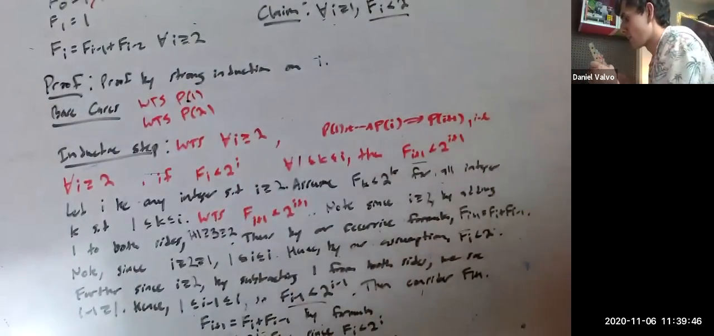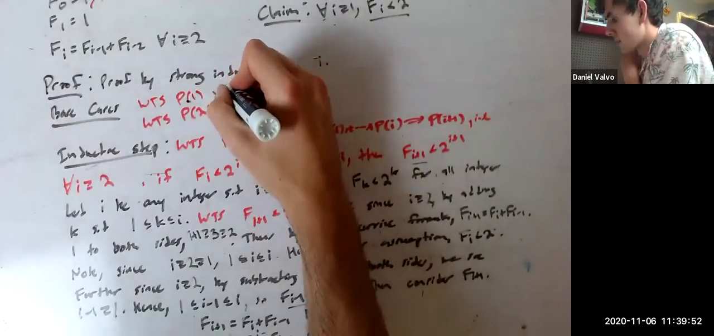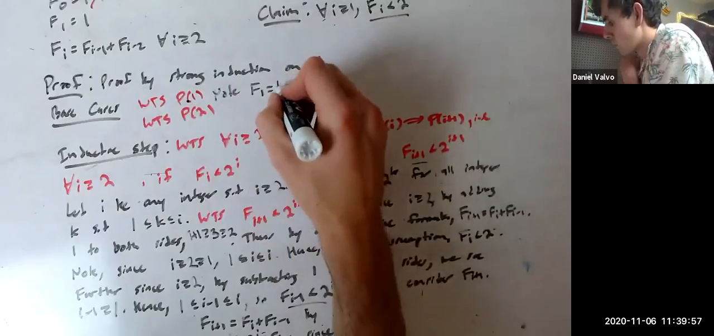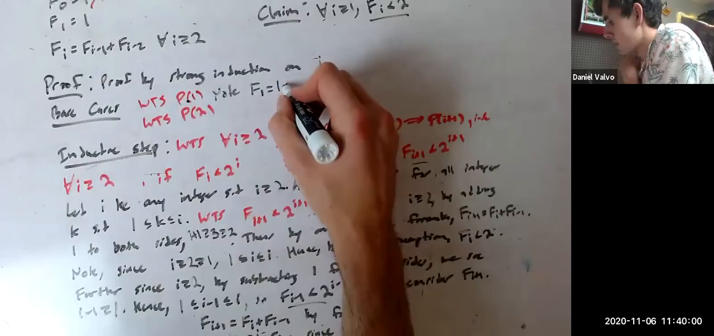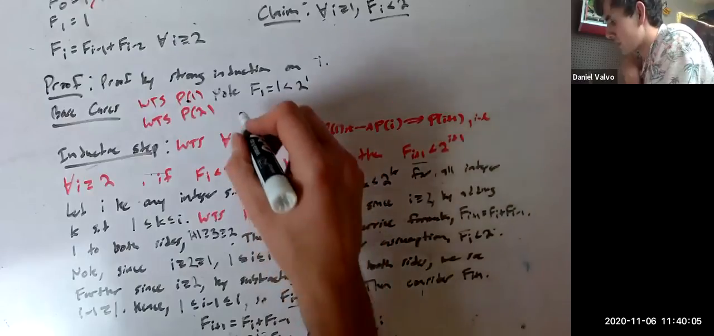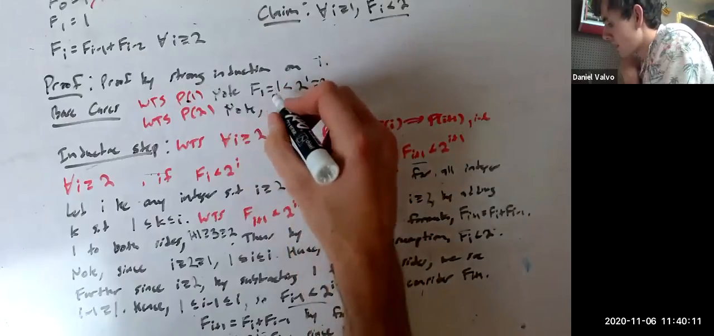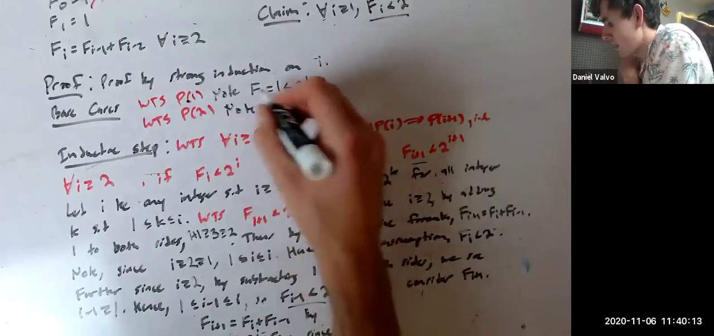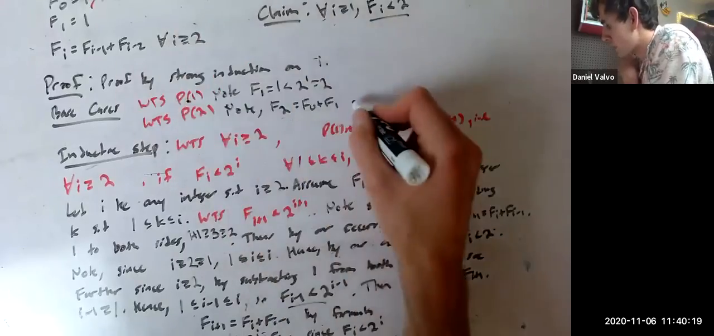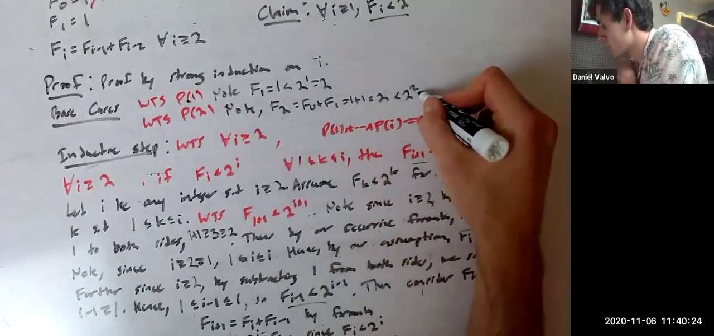So to prove P of 1, all I have to say is note that F_1 equals 1, which is less than or equal to 2^1, right? Because that equals 2. Also, we can note that F_2, by the recursive relation, equals F_0 plus F_1, which by definition equals 1 plus 1, which equals 2, and 2 is less than or equal to 2 squared, which equals 4.